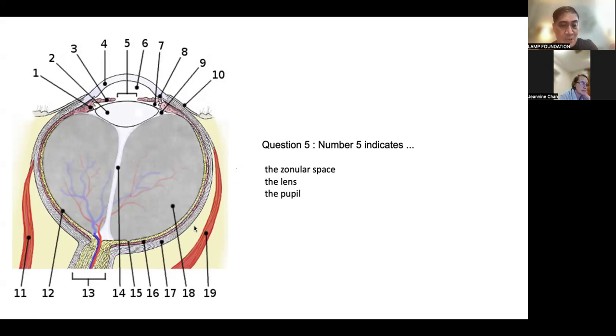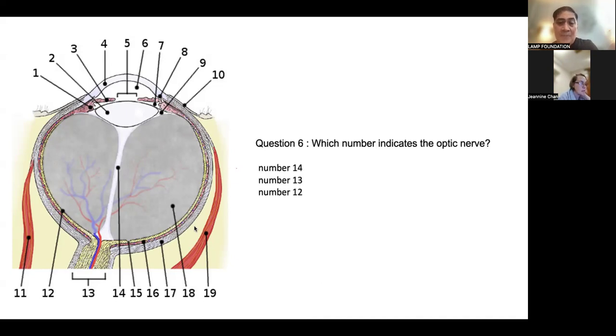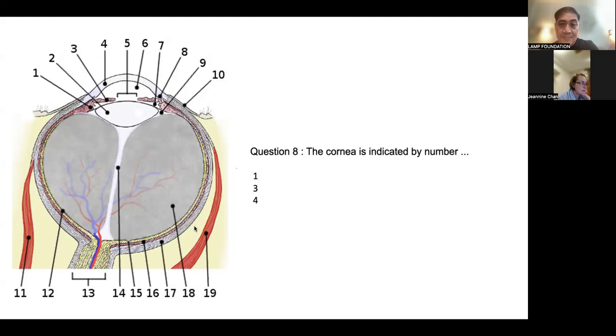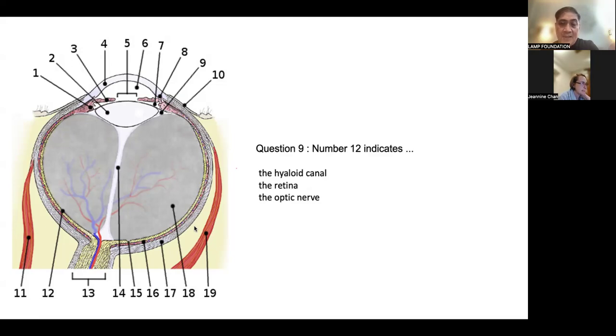What happens to the pupil when there is too much light? It constricts. If it is too dark, what happens to the pupil? It opens, it dilates. Which number indicates the optic nerve? 13. What is number 15 pointing to? The fovea. The cornea is indicated by number? 4. Number 12 indicates?